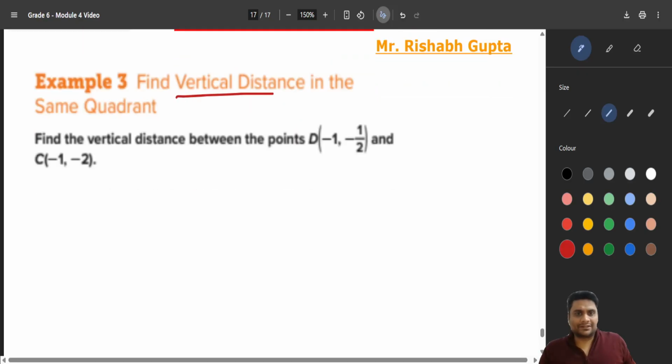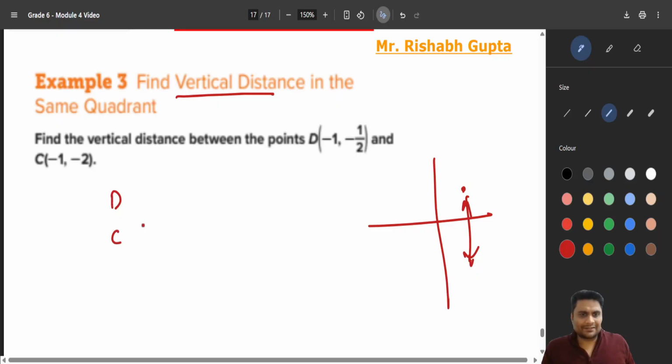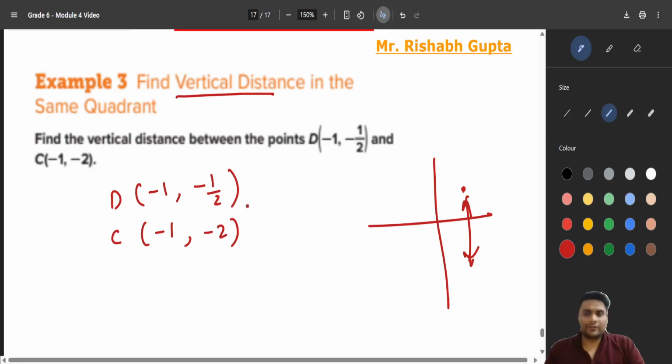Find the vertical distance. Yani this time the points are like this. Okay, so we have to find the vertical distance. But anyhow, we don't need the coordinate plane. We just have to check which coordinate is different, right? So let us write the D and C. The D is -1 comma -1 over 2, and the C is -1 comma -2. First of all, we have to check which one is same, which one is different. Okay, check -1 same, khalas. We don't have to do anything here.